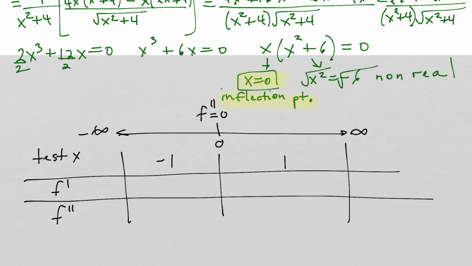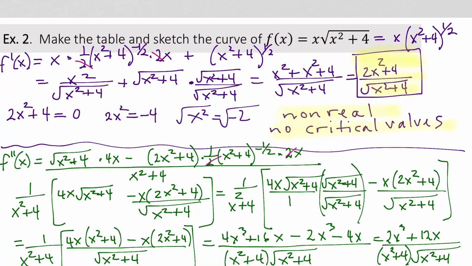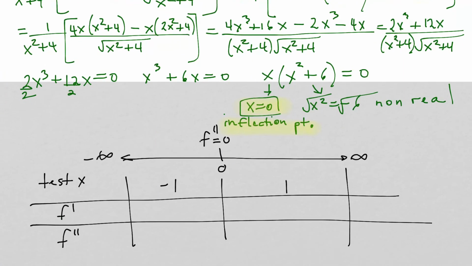All right, so now I take negative 1 and I plug it back into my first derivative, which was here. So I already went ahead and did that, and I'm just going to tell you what the signs are. I got plus plus for both intervals. Positive first derivative for both intervals.